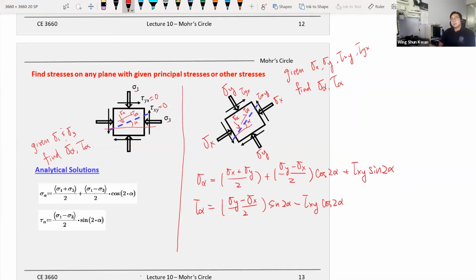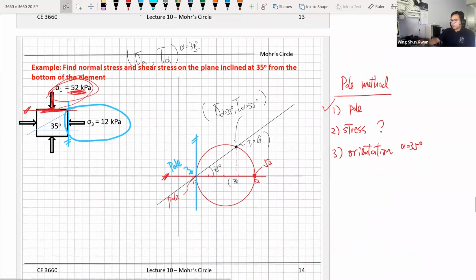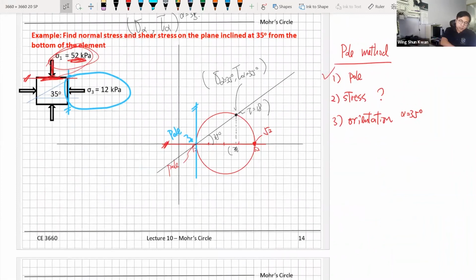So those are the analytical solutions, finding the stress within the stress elements from the loading stress on the plane, on the principal plane and also on those non-principal planes. So for example, questions like this, you can solve with the analytical solutions too.